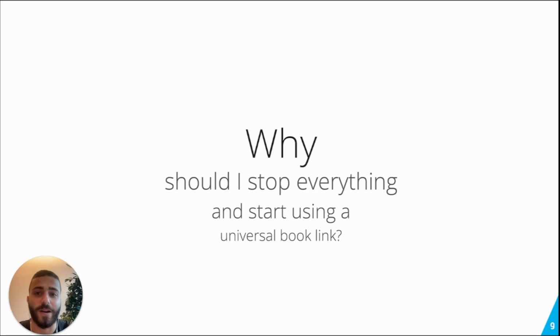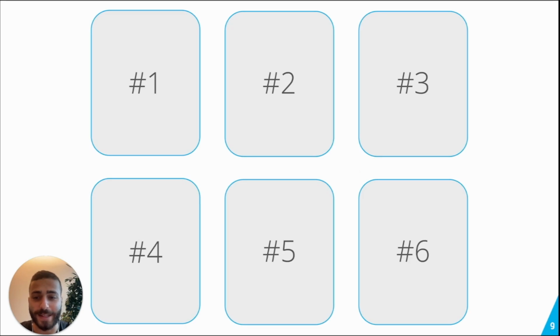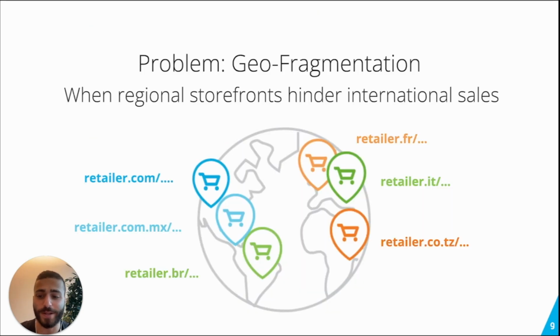Now that you have some background on what a universal booklink is and how it functions, I want to jump into the reasons why you should drop everything and start using a universal booklink today. That might be a little dramatic, but I think you get the idea. So we came up with 6 reasons. The first being to support your international readers better.